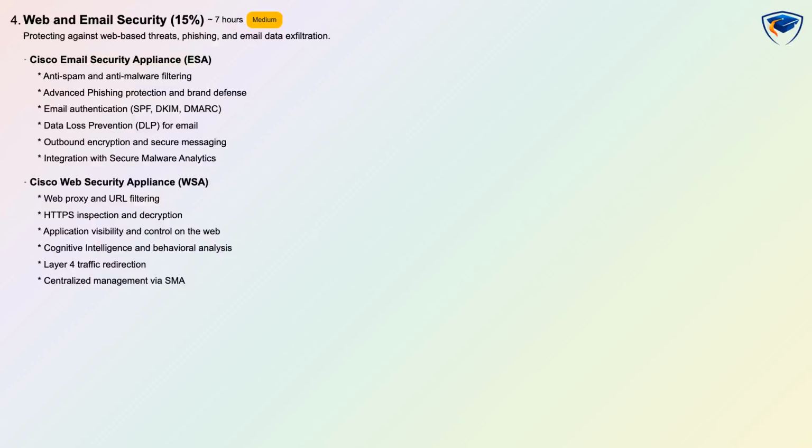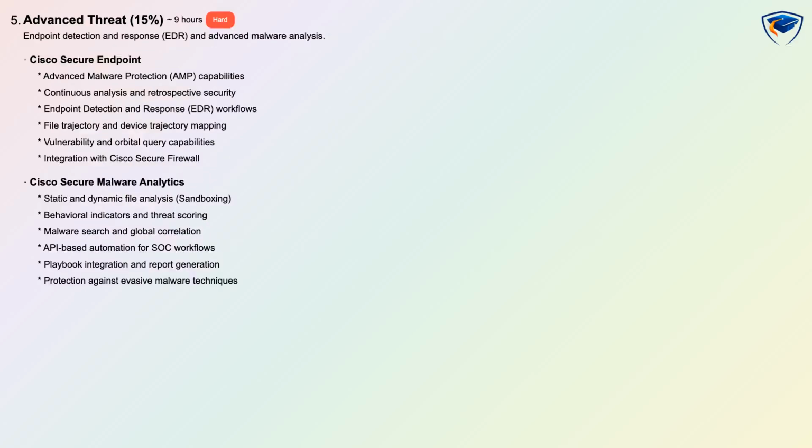For web protection, learn the Web Security Appliance proxying and URL filtering, HTTPS inspection, application visibility and behavioral analysis, and centralized management via SMA. Difficulty is medium, estimated learning time is 7 hours, and assessment is conceptual plus scenario-based. Advanced threat accounts for 15% and emphasizes endpoint detection and response plus advanced malware analysis.